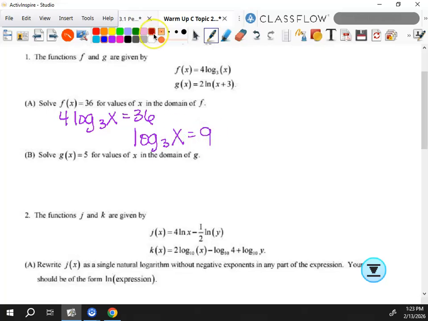Then I need to get the variable out of the log. So I'm going to exponentiate. The base of my log would be 3. So those get to basically go away. So I get x equals 3 to the 9th. And yes, I failed to tell you, well, here's the thing. Technically on this question, everything has to be multiplied out.